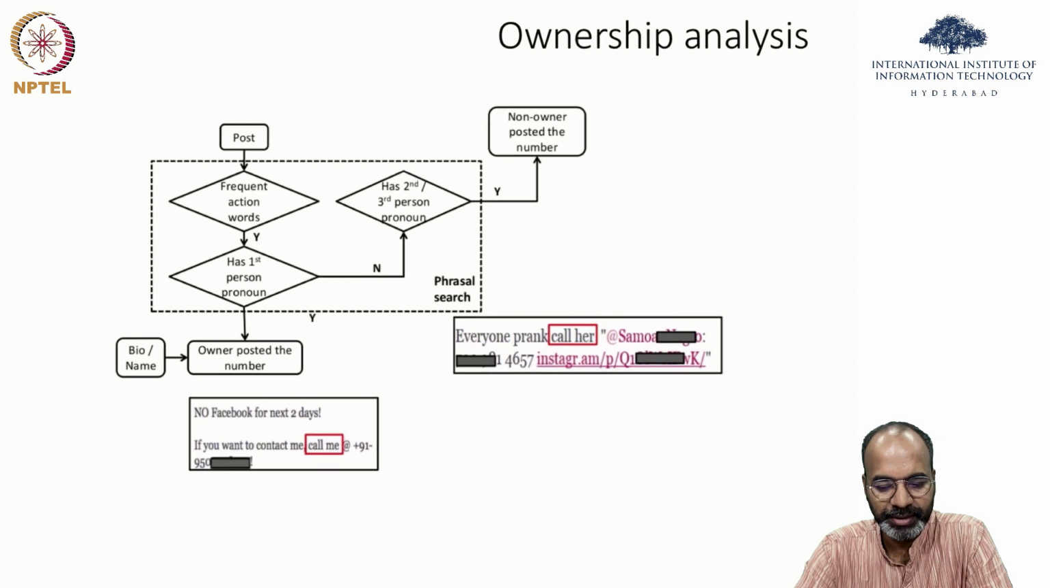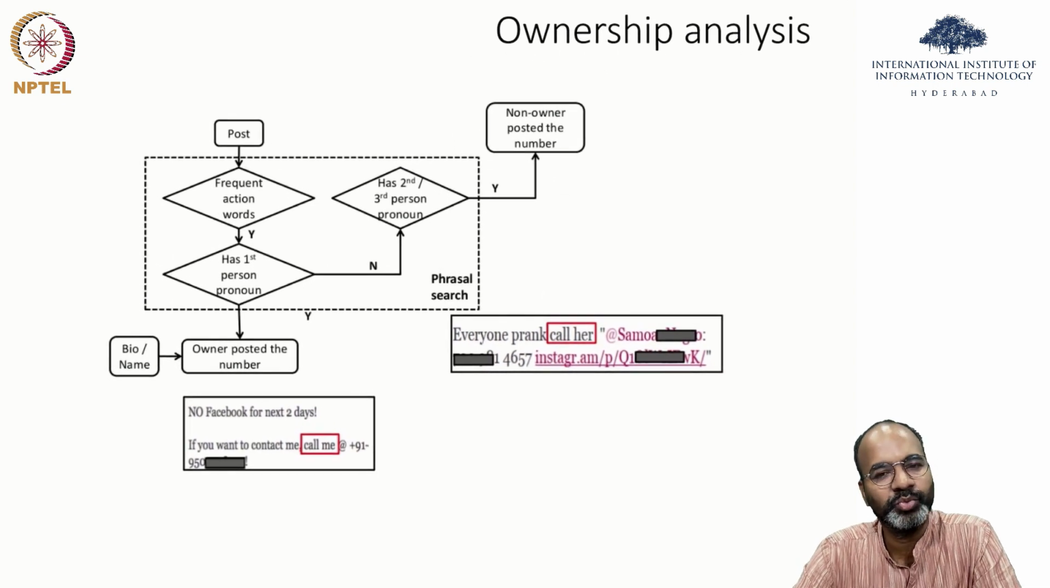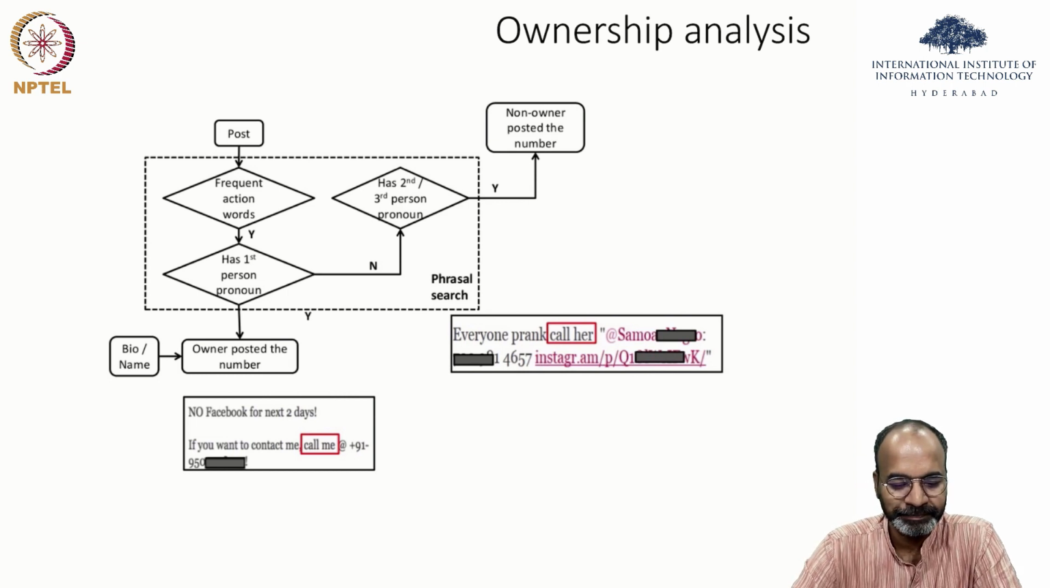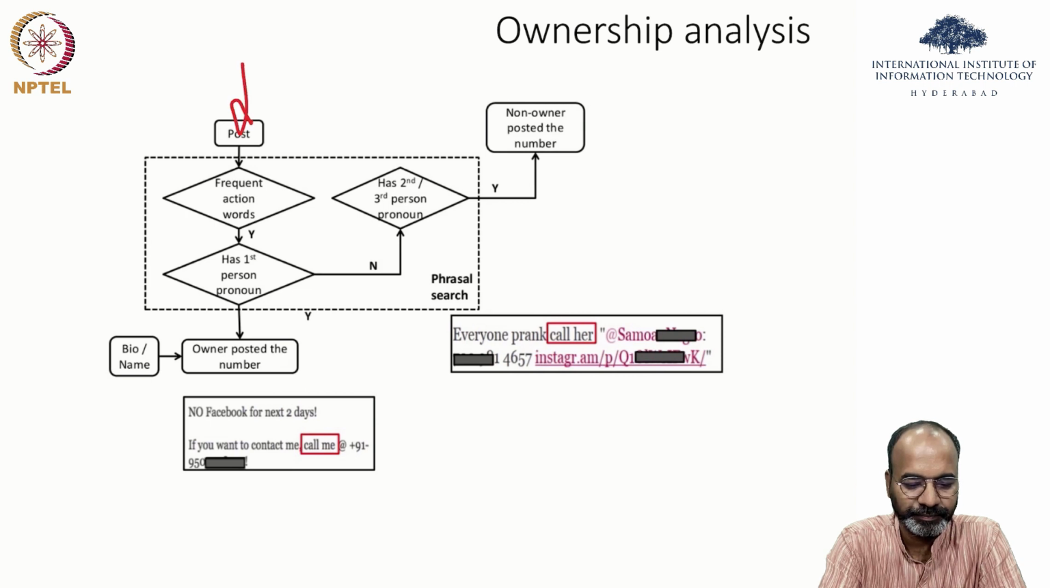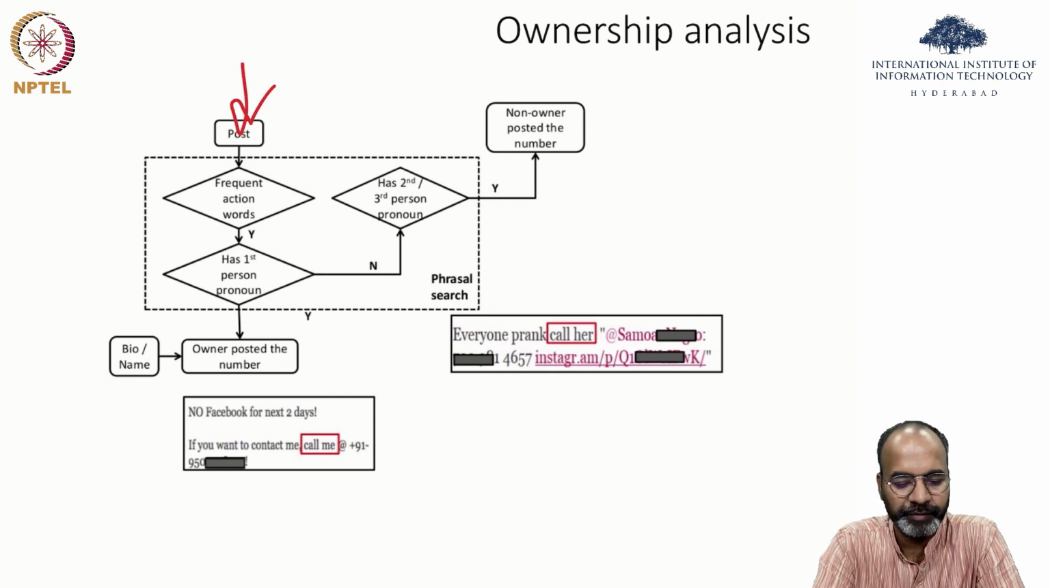This ownership analysis is important because you want to know whether the post that has come, the user himself or herself is posting it or somebody else is posting it. Here are two examples, right? So post, frequent action words, call, right? All that is there. Yes, as a first person pronoun. Yes, then the owner posted the number.